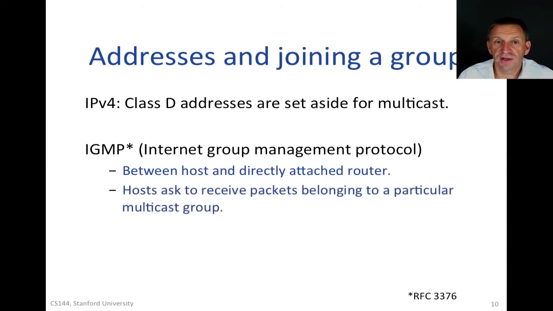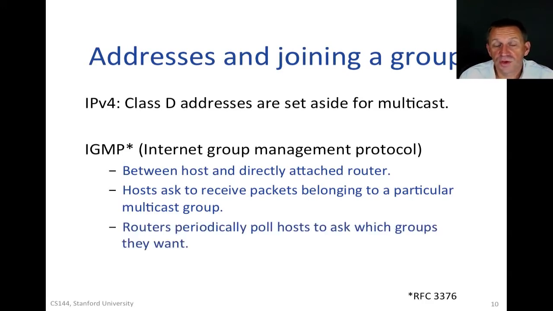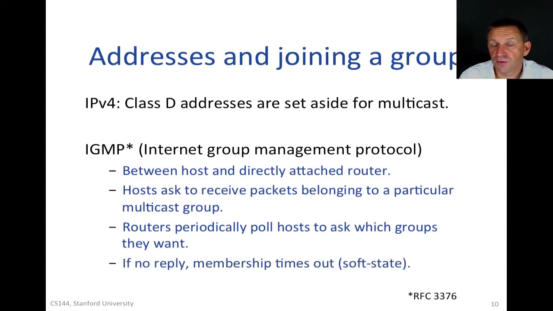The hosts periodically will ask to receive packets belonging to a particular multicast group. In fact, the routers will probe, or will send out a request to all of the hosts connected to them and say, what multicast groups are you interested in? And then the host will respond and will say which groups they want to receive from. And if they don't receive any reply after a while, then the membership times out. In other words, it says, I will no longer deliver packets belonging to this multicast group if no one is interested in it. This is an example of what's called soft state. The state is only maintained. It isn't explicitly removed.